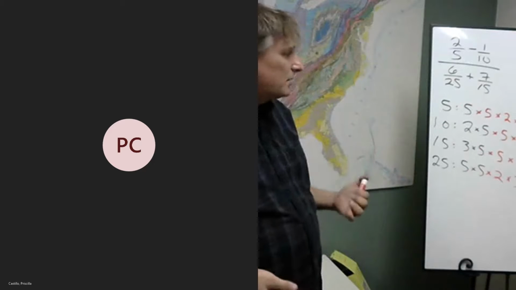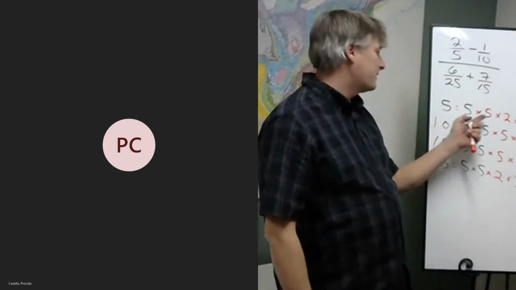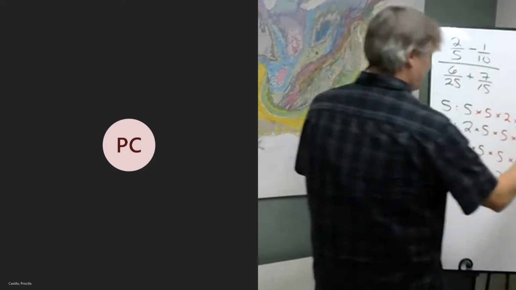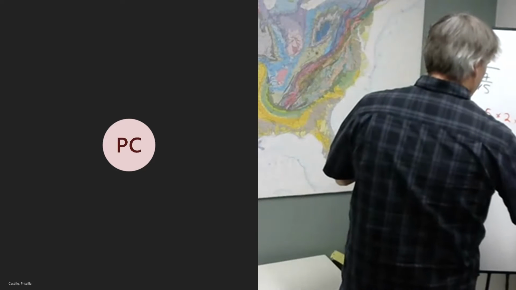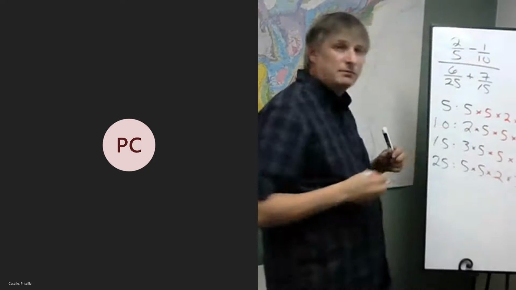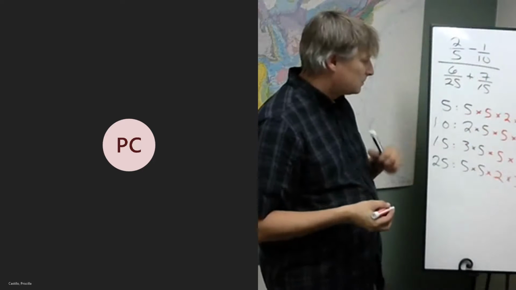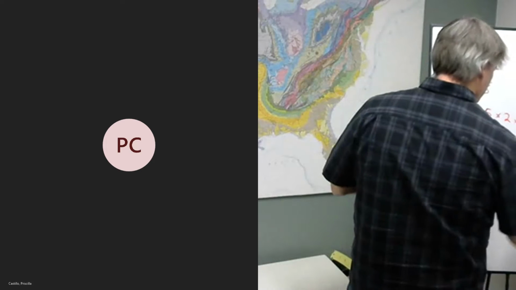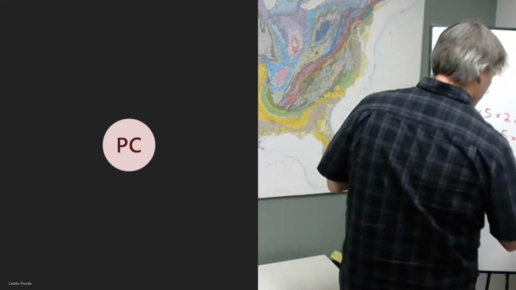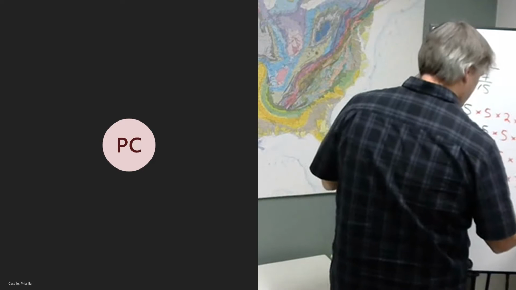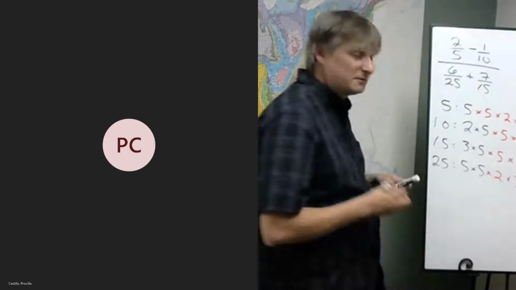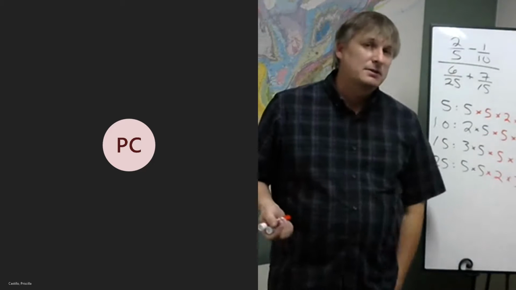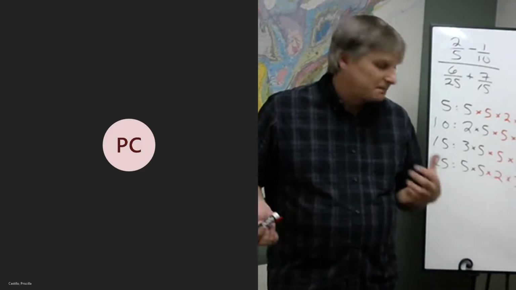So if we multiply each of these together, 5 times 5 times 2 times 3, and just to check, we can multiply for each line. This one, also 150. 150. And 150. So what this means is our lowest common denominator is going to be 150.